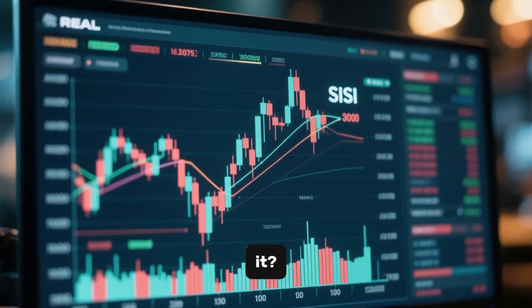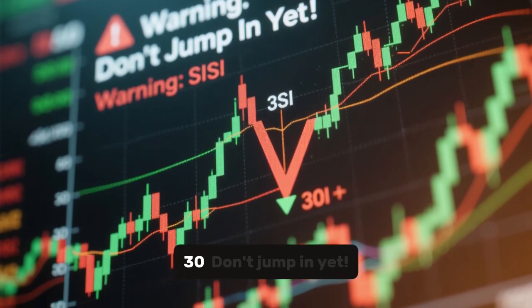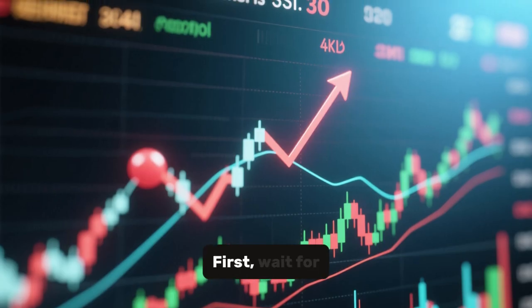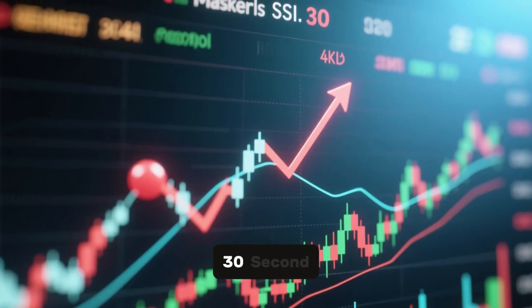So how do we trade it? Let's look at a buy setup. You see the RSI dip below 30. Don't jump in yet. You need to wait for two things. First, wait for the RSI to actually start turning back up and cross above 30.